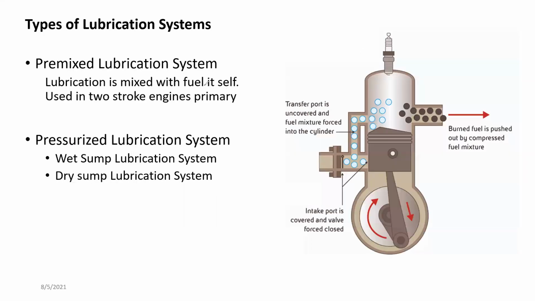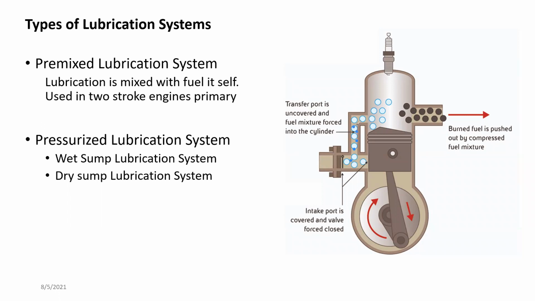There are two types of lubrication systems in use. One is known as the premixed lubrication system, where the lubricant is mixed into the fuel itself. The other one is the pressurized lubrication system, which is the one we usually discuss. The premixed lubrication system is used mostly in two-stroke engines. This type of system sends fuel and lubricant particles together.